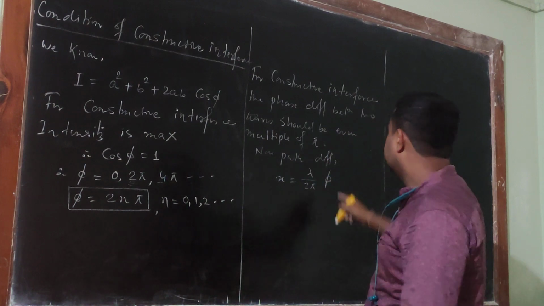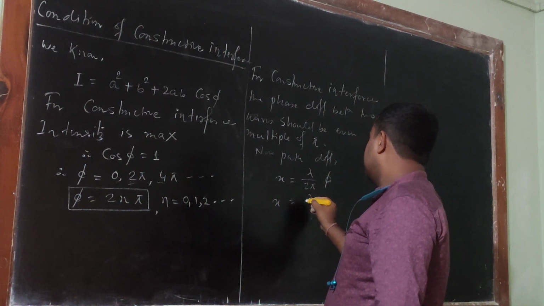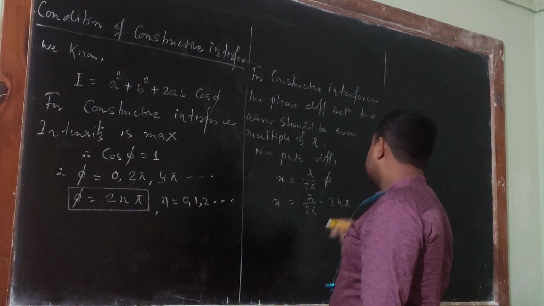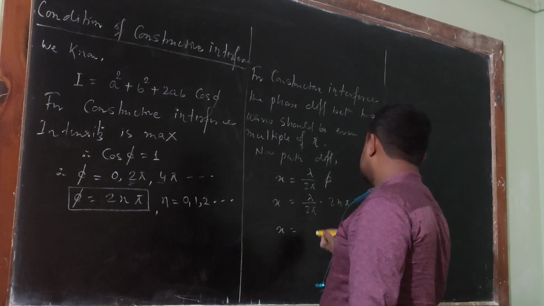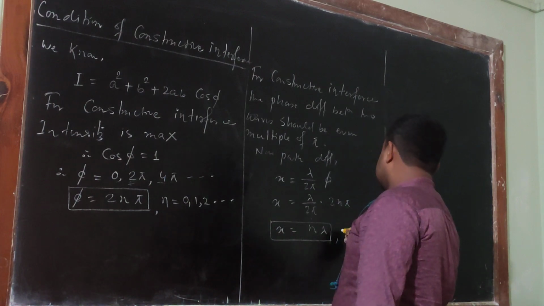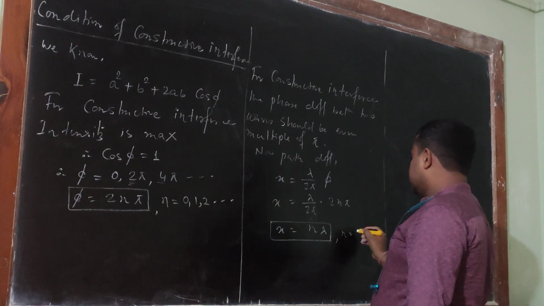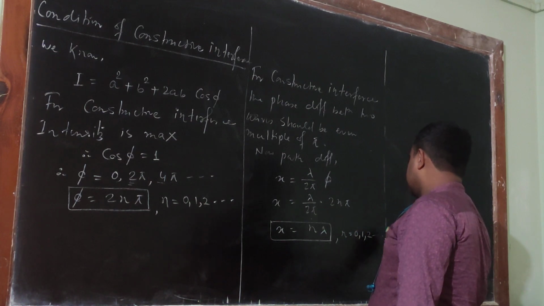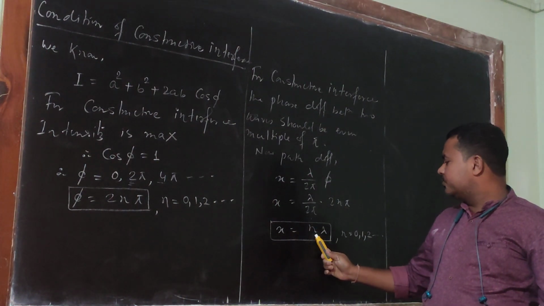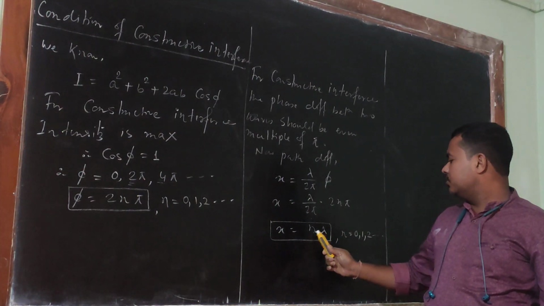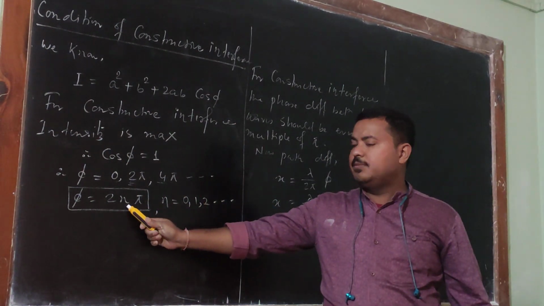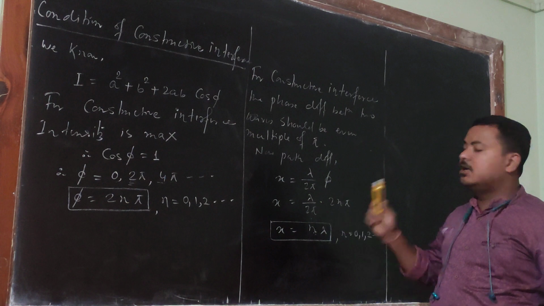This formula I have already given. So it will be lambda by 2 pi. Here phi is 2n pi. So x will be n lambda. So this is also another important condition. Here n is equal to 0, 1, 2, like that. So you can say that for constructive interference, your path difference should be an integral multiple of lambda. It is 0, lambda, 2 lambda, 3 lambda, like that. Phase difference even multiple of pi, and path difference integral multiple of lambda.